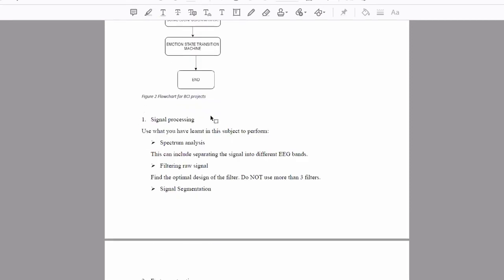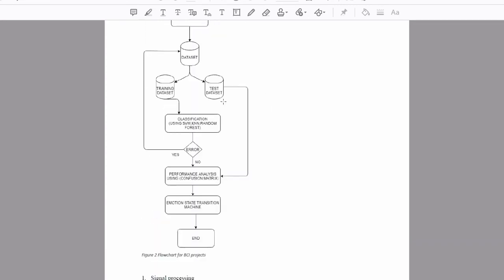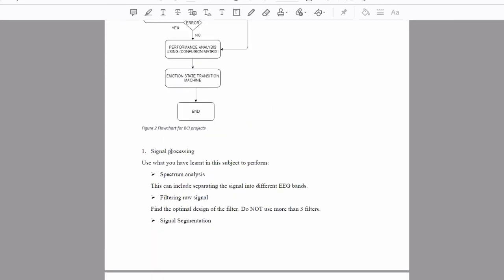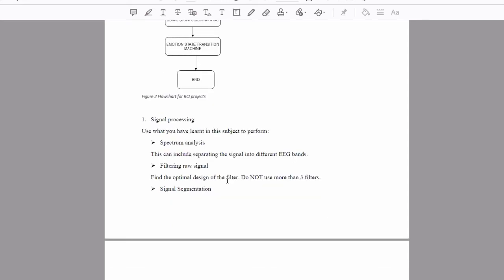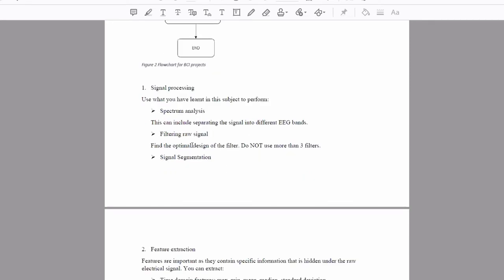Something that we are more familiar with is that when we download the data, we will proceed with signal processing, and that's what we have learned in this subject in the first couple of months. So we will do spectral analysis, we'll do filtering if you download the raw data, and even if you download the pre-processed data, you can still do filtering, depending on what type of application you are going to use.